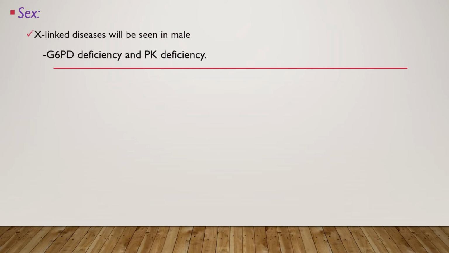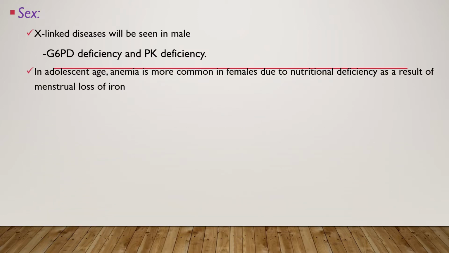The other important thing that we have to ask is about the gender of the patient. For example, X-linked diseases will be seen in males only, such as G6PD deficiency and pyruvate kinase deficiency. And in adolescent age, anemia is more common in females due to nutritional deficiency as a result of menstrual loss of iron.